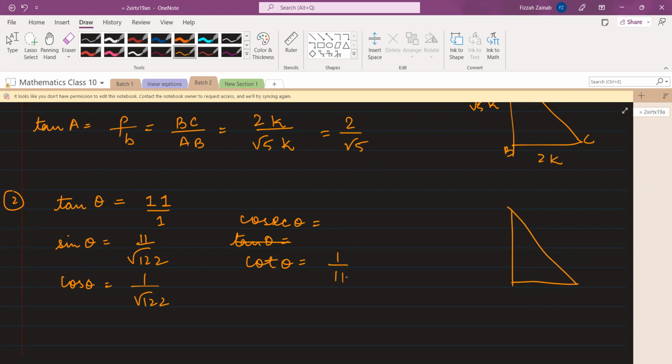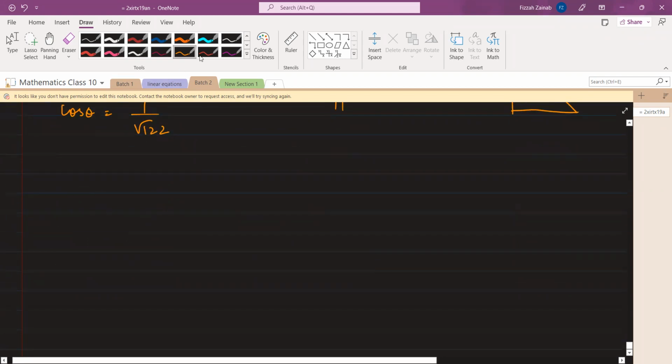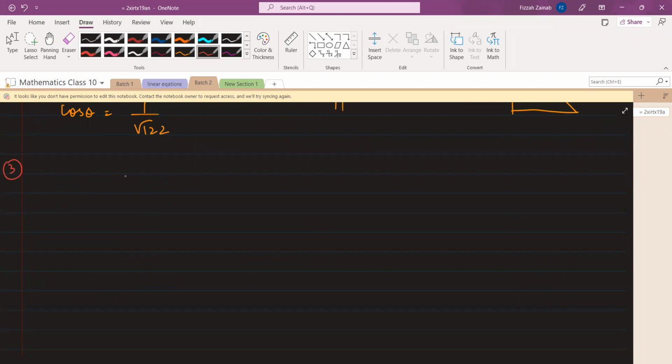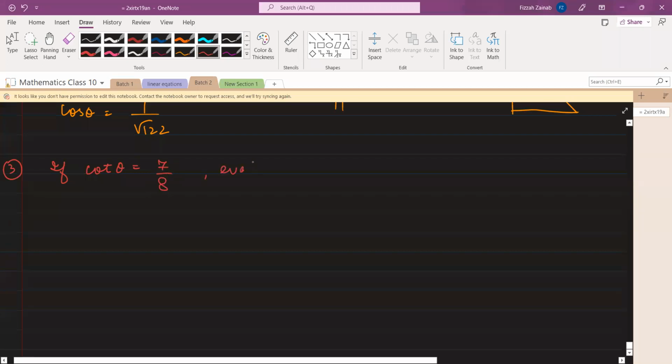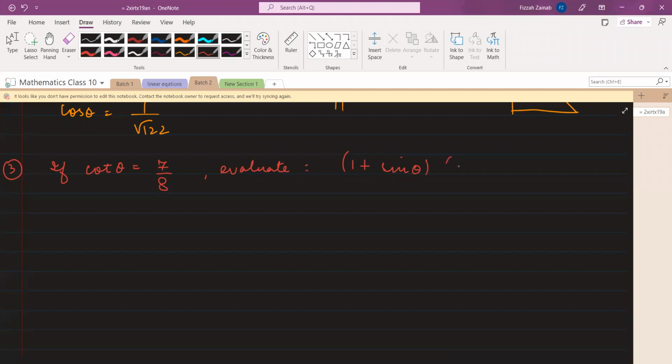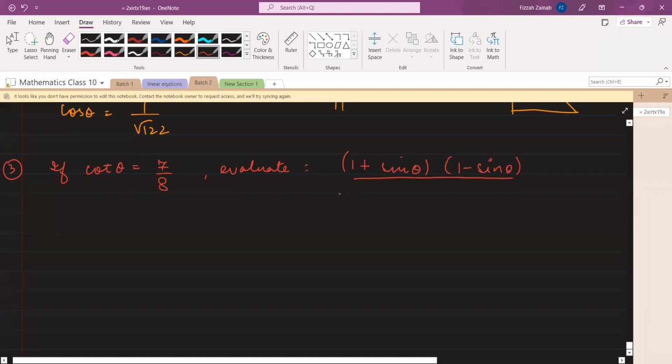Okay, now next question number 3. If cot of theta is equal to 7 divided by 8, evaluate 1 plus sine theta into 1 minus sine theta divided by 1 plus cos theta into 1 minus cos theta. Now do it.